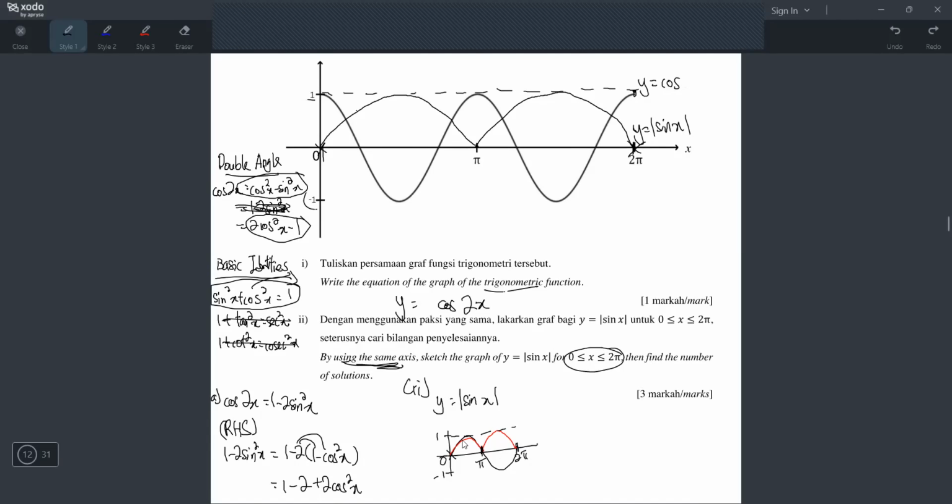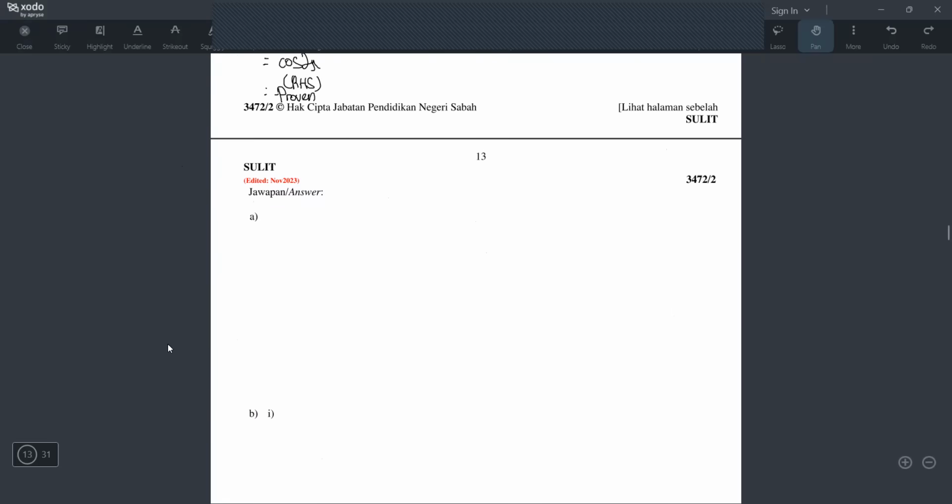So let's sketch. Find the number of solutions. So I'll write the number of solutions, NOS, equals to how many? Okay, find the intersection points. The cos 2x graph and the modulus sine x graph, they intersect at where? Intersect here. 1, 2, 3, 4. This one, no. This one is not the intersection point. This one is the x-intercept. Okay, so it's just 4. So the number of solutions is 4. Okay, so that's it.